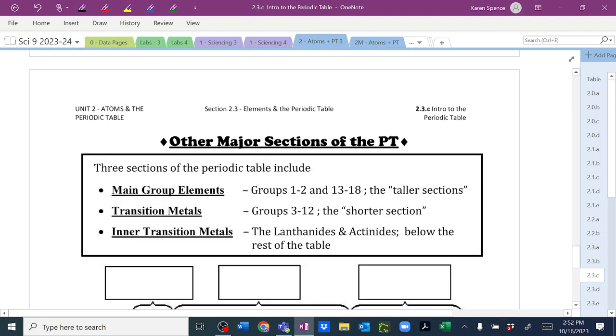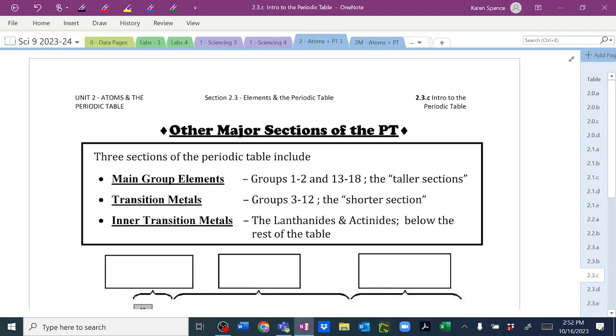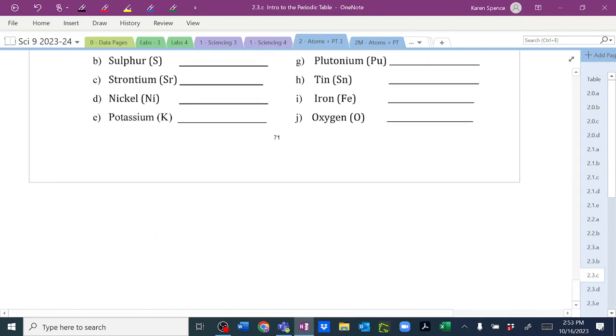We are now on page 71. I think it's 71. Yeah. Okay.